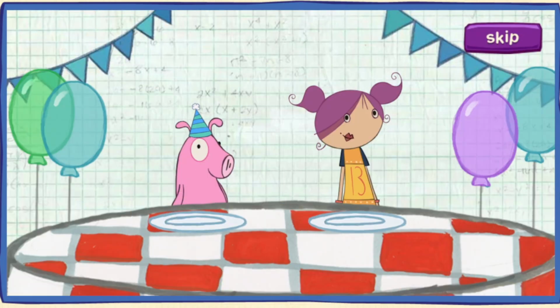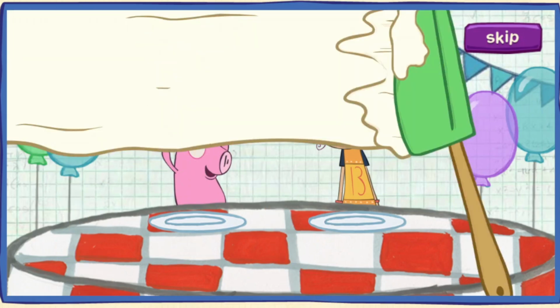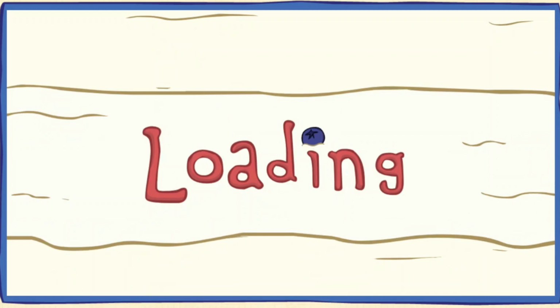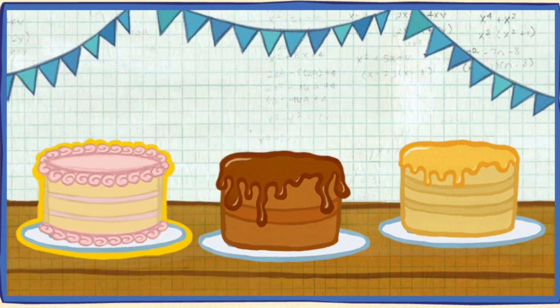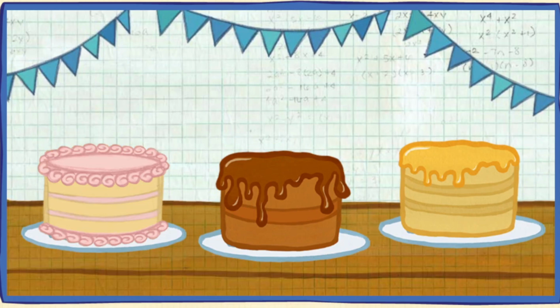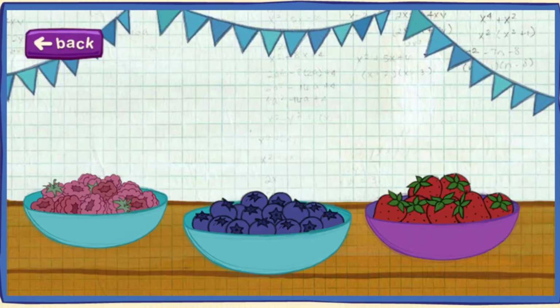We're having a birthday party for the pig. Everything's ready. But the cake. Help me make one. First, pick a flavor. Click on the cake you want to make. Ooh, ice cream cake. Now it's time for some toppings.